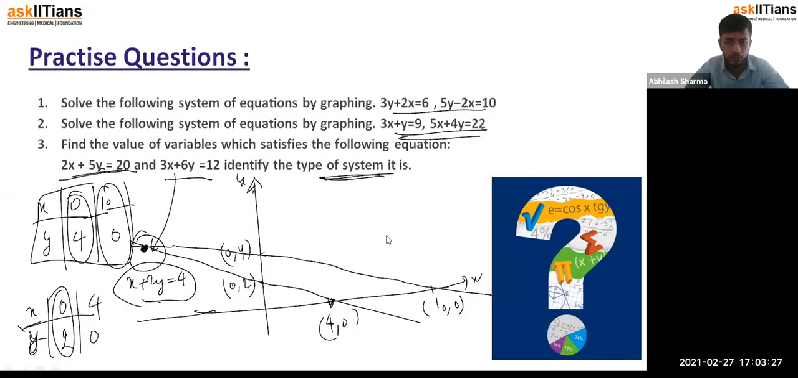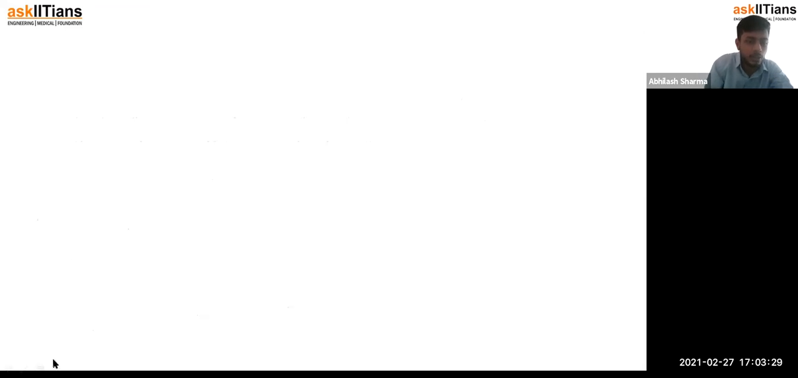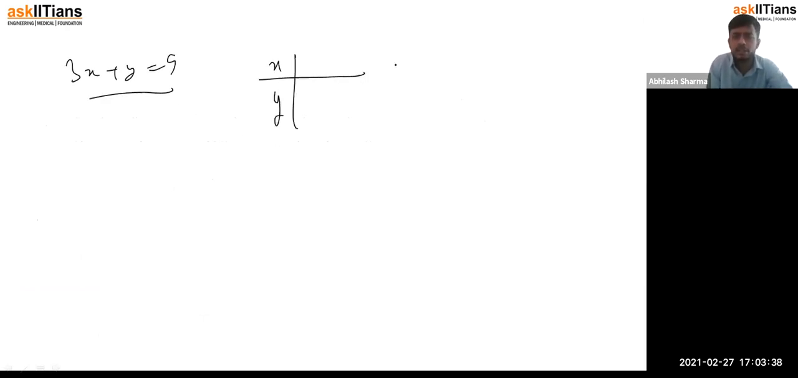All right. So let us consider these equations. 3x plus y is equal to 9. So how do we plot the graph? We can just find any 2 points which satisfy this equation and then join them to make the line, which will be the graph of this equation, right?